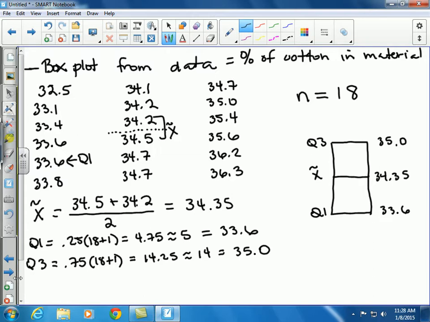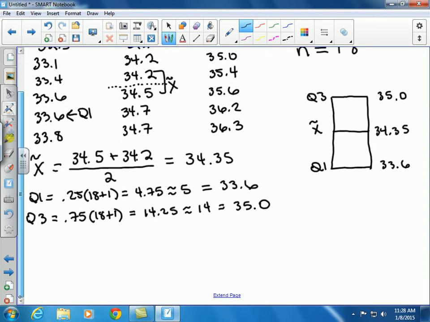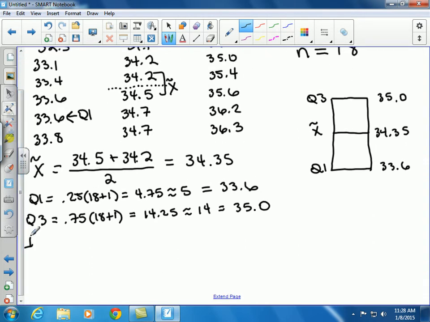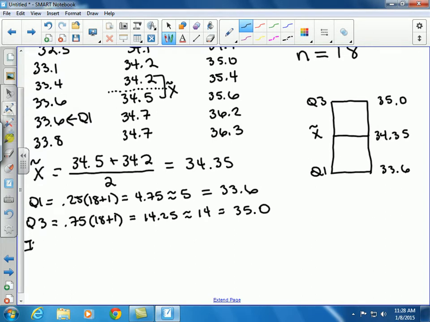The next thing that's required for you to compute inside a box plot is the interquartile range. That's the IQR, which is referred to in your textbook. The interquartile range is Q3 minus Q1. It's just the length in between Q3 and Q1 of the data points. So that, of course, is 35.0 minus 33.6, which is 1.4. This number is used in order to help figure out the length of the whiskers in the box plot.